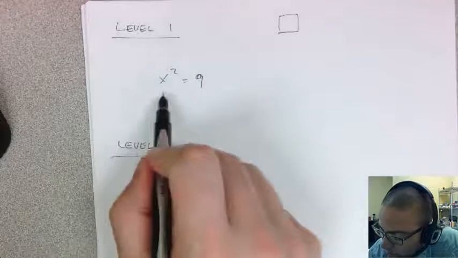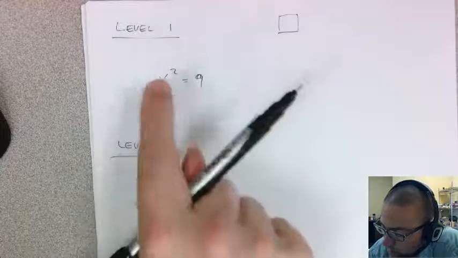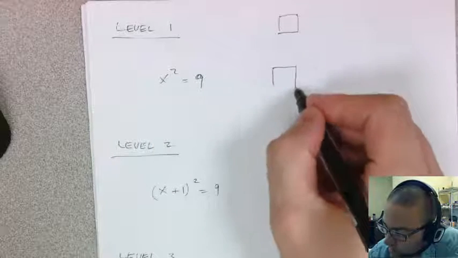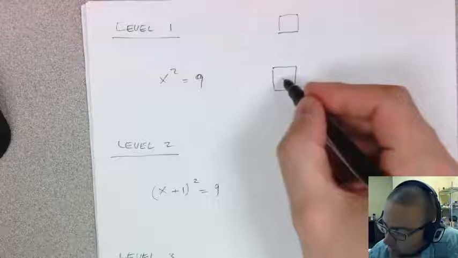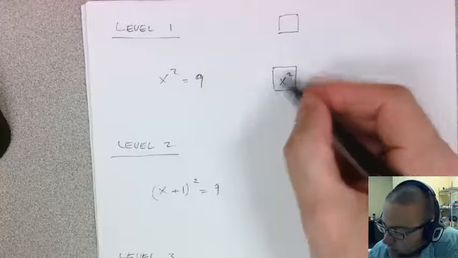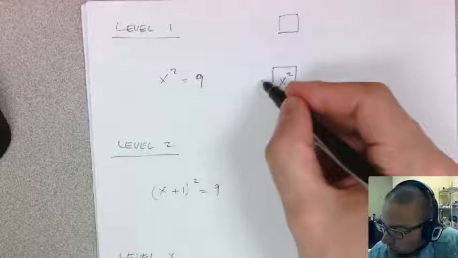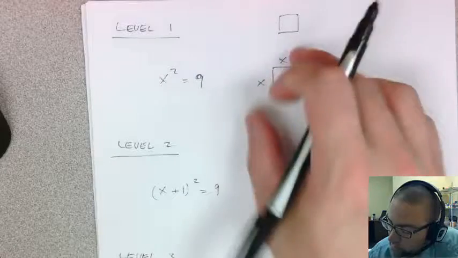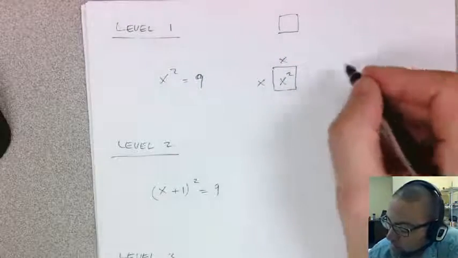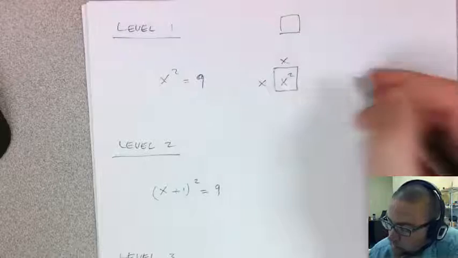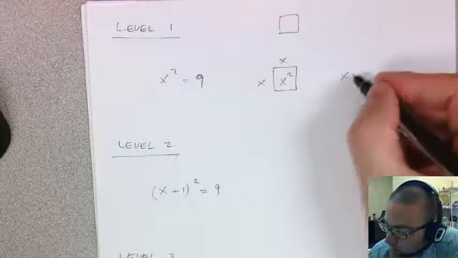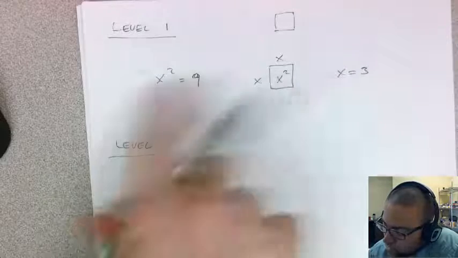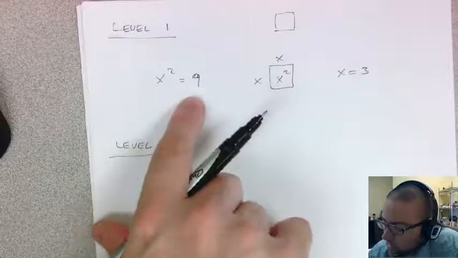So first up, let's just do our really basic x squared is equal to 9. If I turn that into a square, this is x squared, right? So the area of this needs to be x times x. So what two numbers do I multiply together to get 9? Well, I could multiply 3 times 3 to get 9, right? So x equals 3 is a solution that would make this statement true. 3 squared is equal to 9.